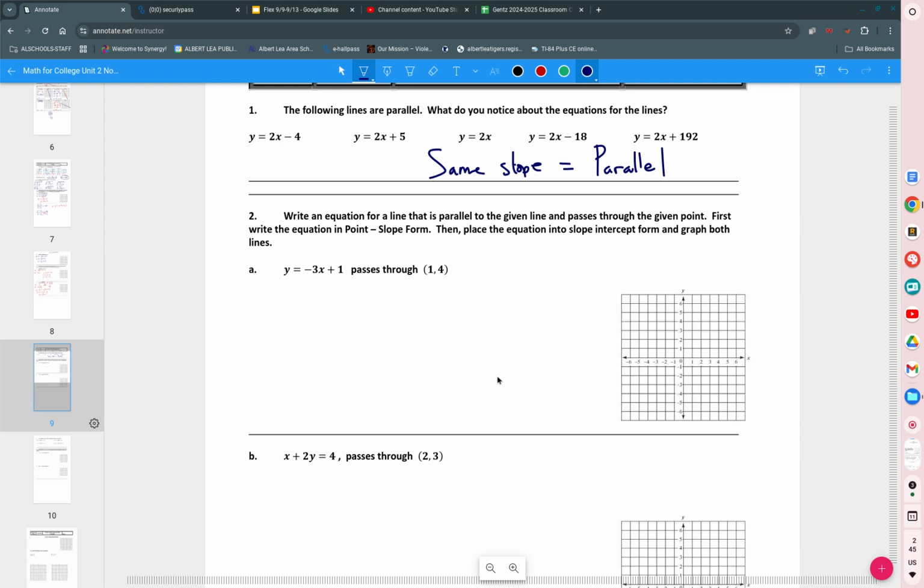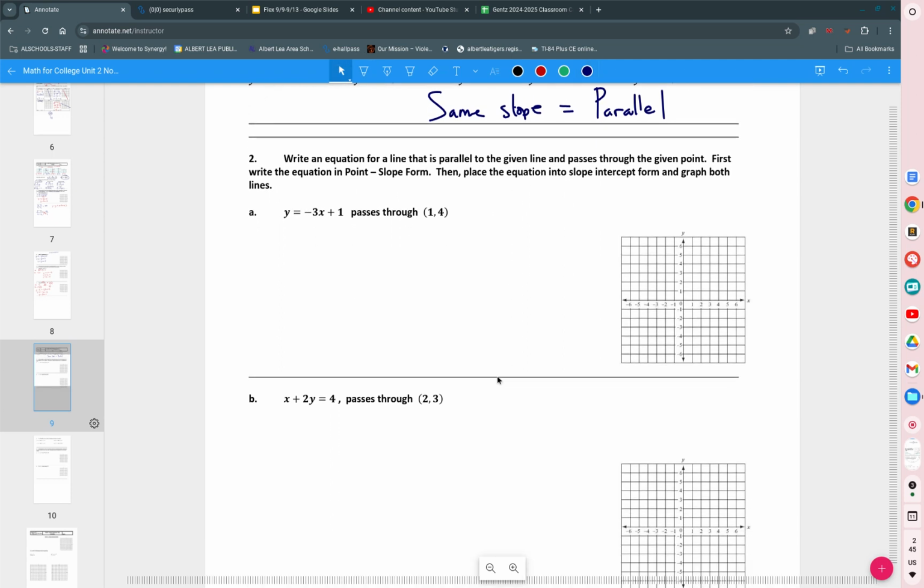So suppose they ask us to write an equation for a line that's parallel to this line, but passes through this point. Okay, that's the directions. Write an equation for a line that is parallel to the given line that passes through the point. We're first going to write the equation in point slope form, then place it in slope intercept form. Every time you see the directions, write an equation for a line, you need your slope and you need your point.